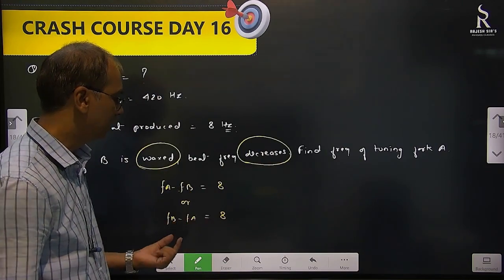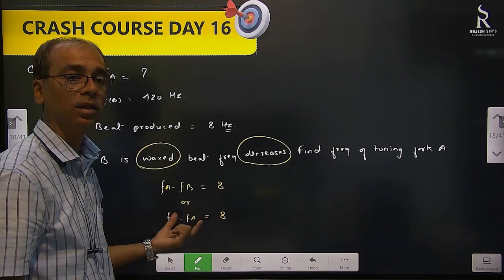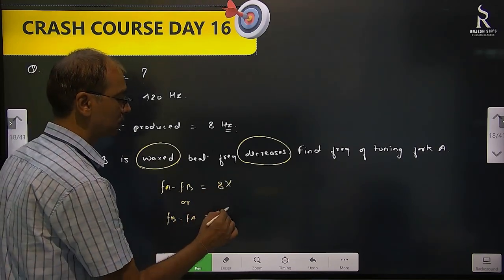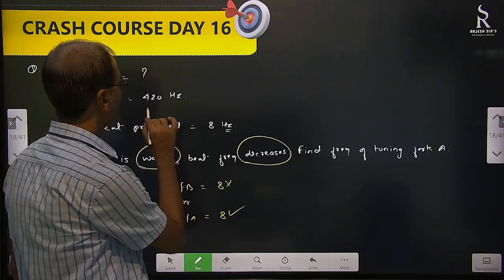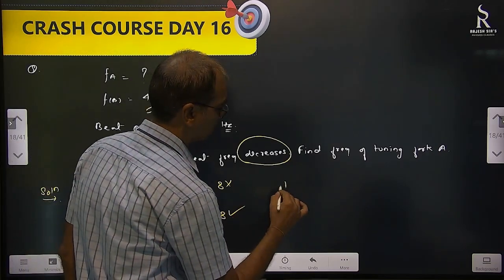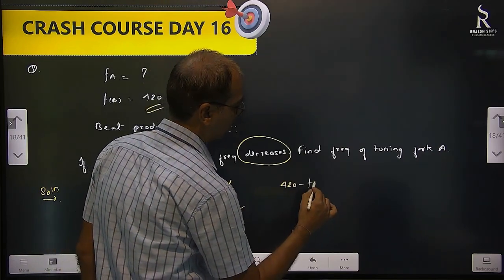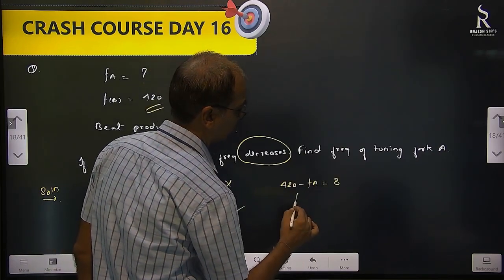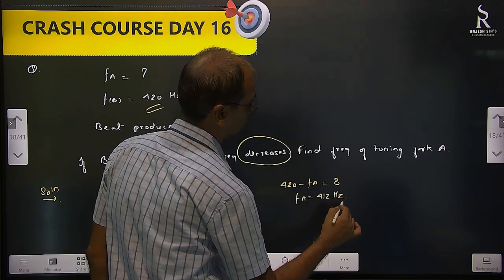FB minus FA is 8. If I decrease FB, what will happen here? It decreases. That means this is correct and the other is wrong. Now what is given? FB is 420. So 420 minus FA equals 8, so FA equals 412. That's all, over.